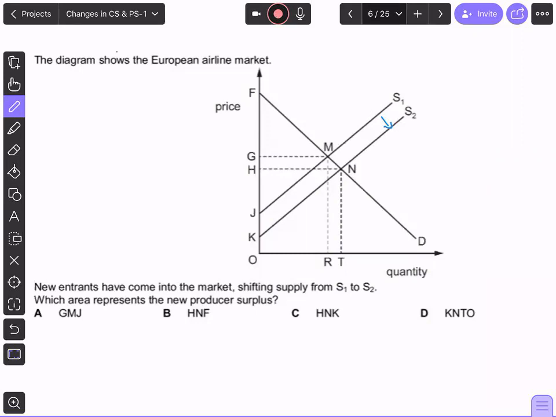This is the price. The new price is this one. Yeah. So this area below the market price and above the supply curve is the new producer surplus, which is HNK. This area will be the new producer surplus.